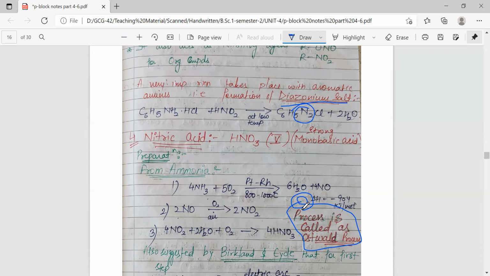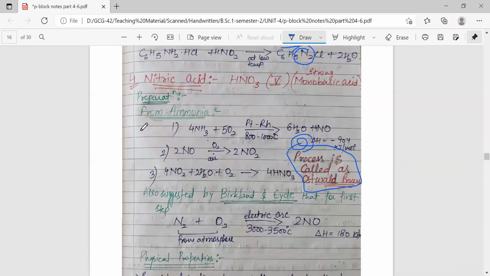It is prepared from ammonia. So this is an important use of ammonia, for the preparation of NO. Then this NO is further oxidized to give NO2, and this NO2 is further reacted with water and oxygen to give HNO3. So these 3 steps are the Ostwald process.